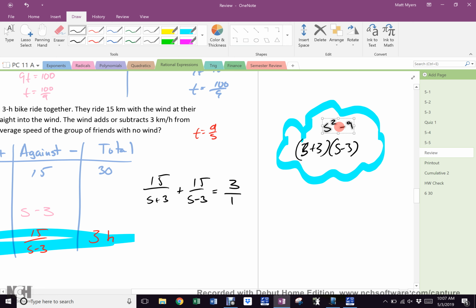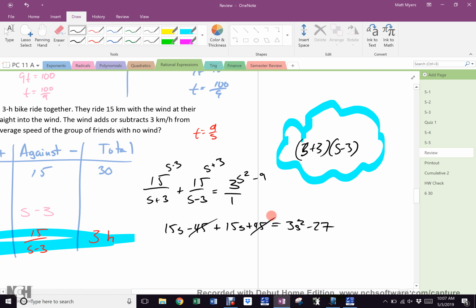Oh, we do now to do, yeah? So what does this guy need? S minus 3. What does this guy need? S plus 3. 15S minus 45 plus 15S plus 45 equals 3S squared minus 27. Then I do the math.